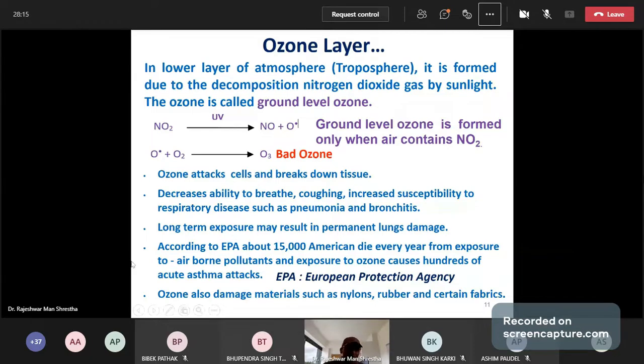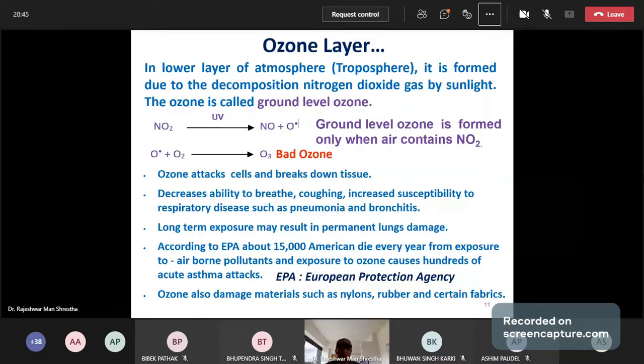Nitrogen dioxide in the air in the presence of UV light decomposes into nitric oxide and an oxygen atom. Then the oxygen atom reacts with the oxygen molecule to form ozone. The ozone is called bad ozone. Why? It attacks cells and breaks down tissue, and decreases the ability to breathe, causing coughing and increased susceptibility to respiratory disease such as pneumonia and bronchitis. And long time exposure may result in the permanent damage of lungs.